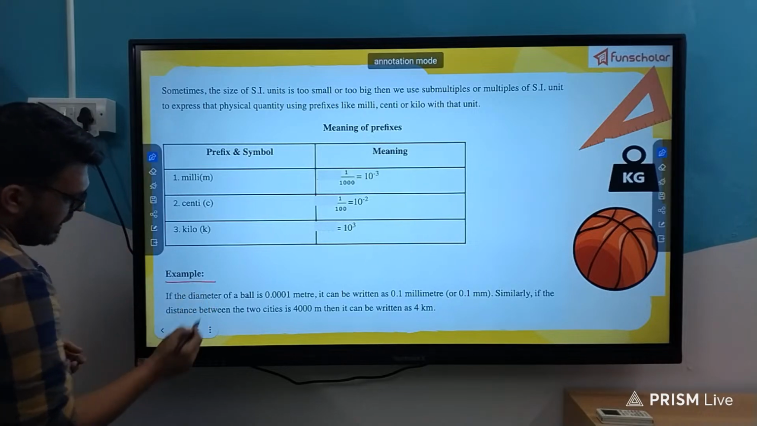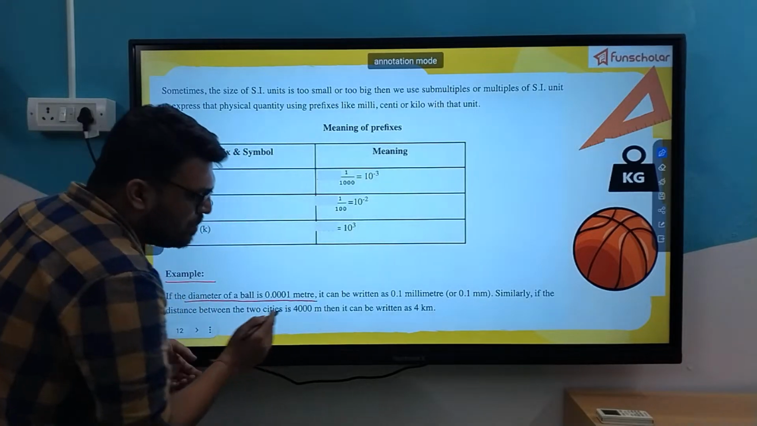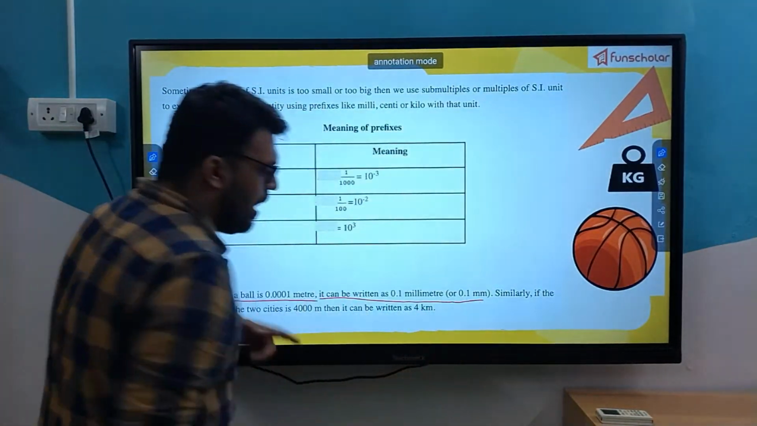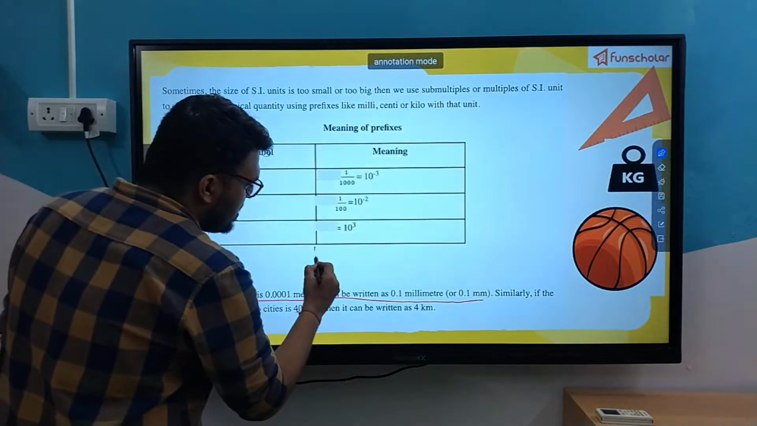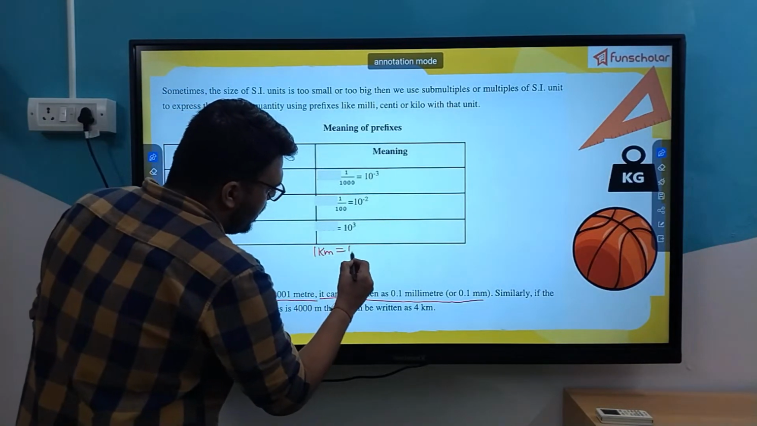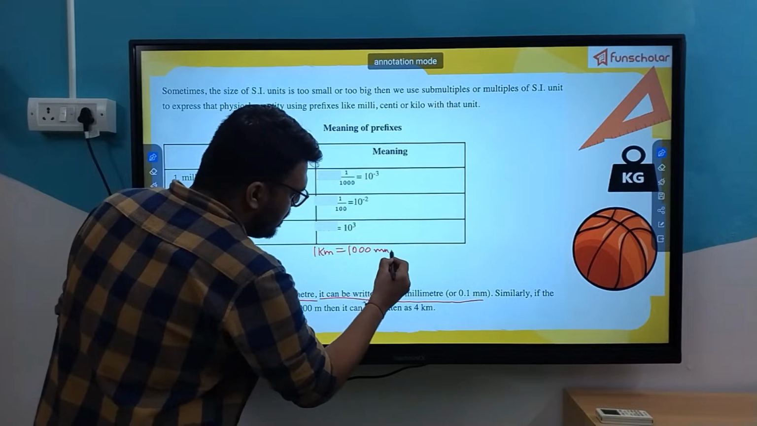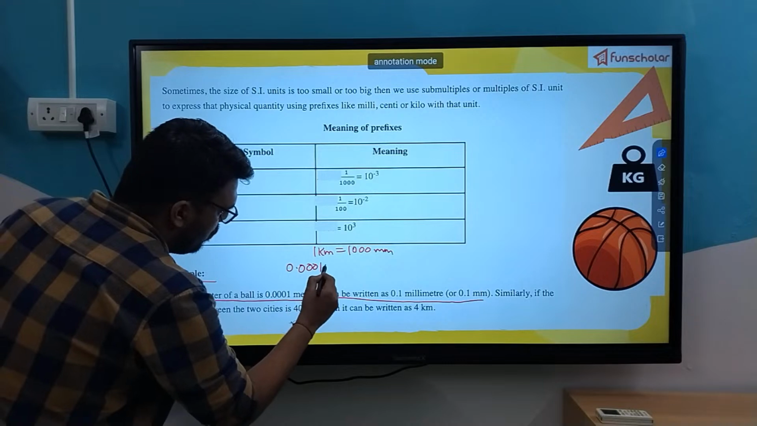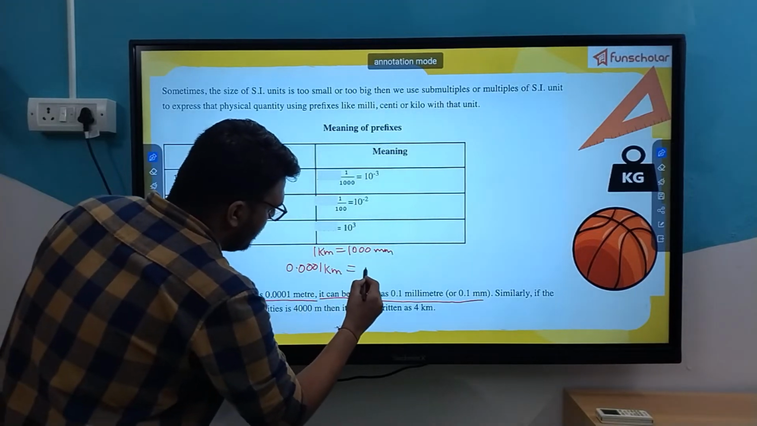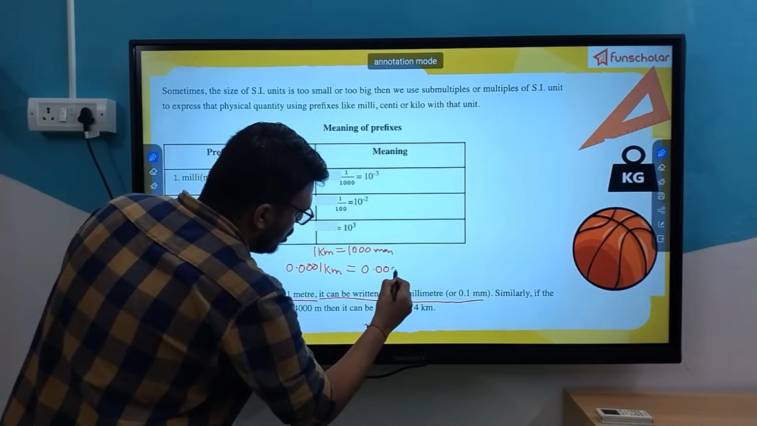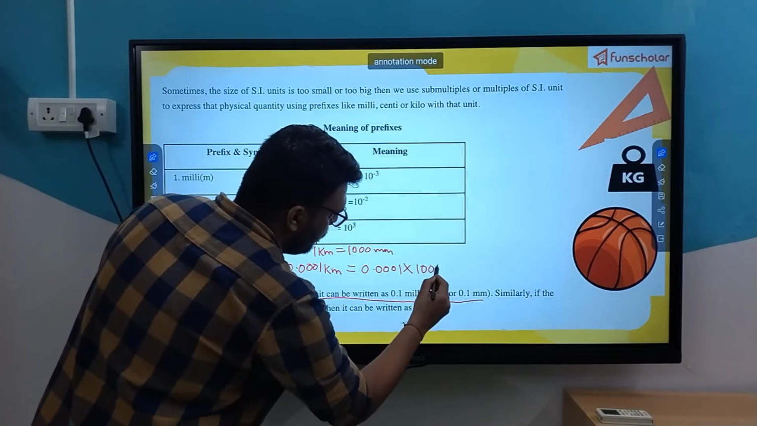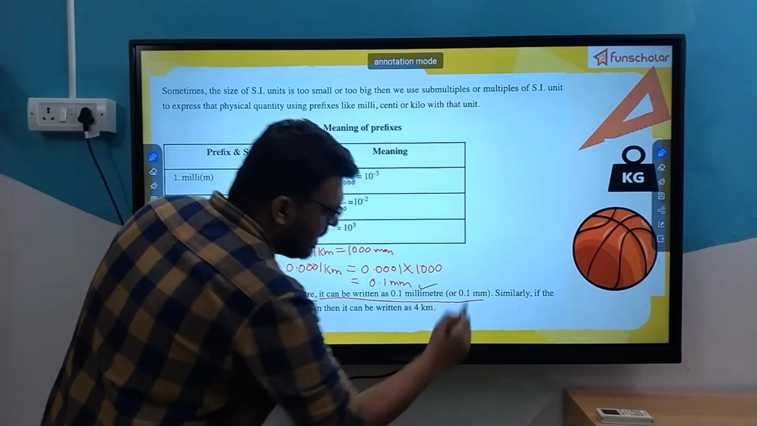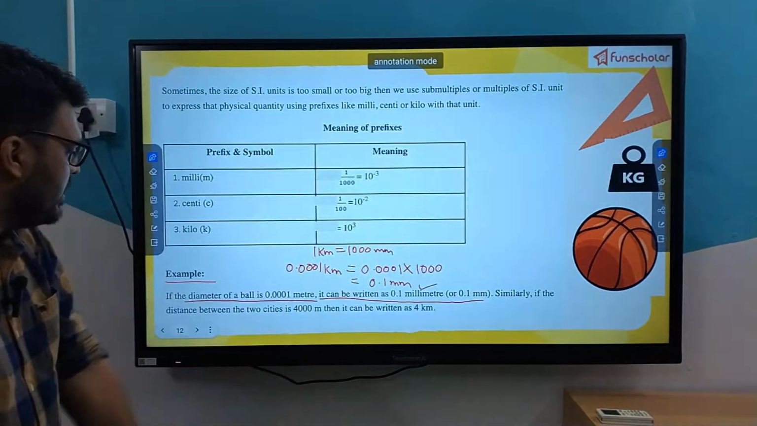So here an example is given: if the diameter of the ball is this much in meters, it can be written as this. How? Now I will solve it. Just now we wrote 1 kilometer is equal to 1000 millimeter. What is the value here? The value is 0.0001 kilometer. So in millimeters it will be 0.001 into 1000, and that will be equal to 0.1 millimeter. So this is correct.